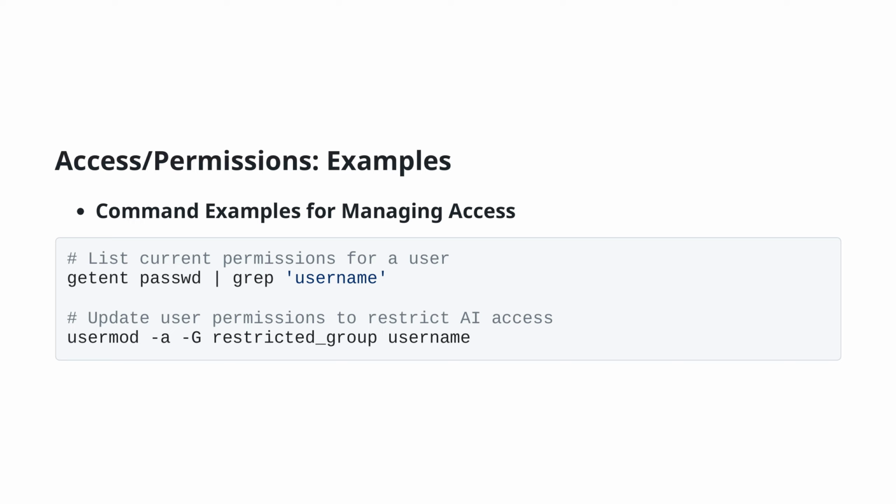These examples underscore the principle of least privilege and the use of role-based access control, RBAC, to ensure that AI has only the necessary permissions to perform its tasks and nothing more.